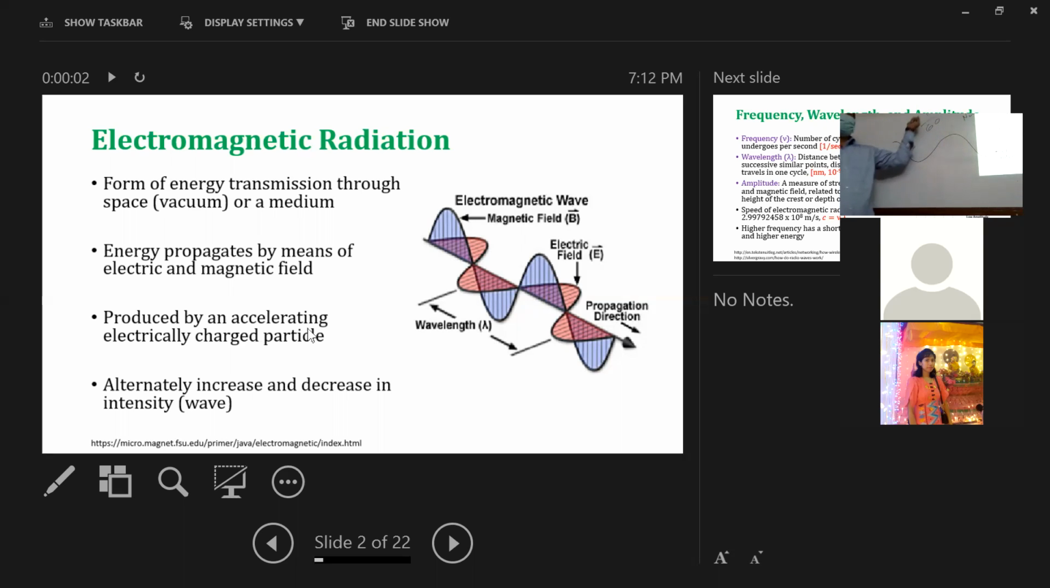We could not calculate the frequency for this, is it? From here we are coming here. Then we have mentioned that the frequency is the number of complete oscillations or complete events in 1 second. Okay. Then what is the wavelength?